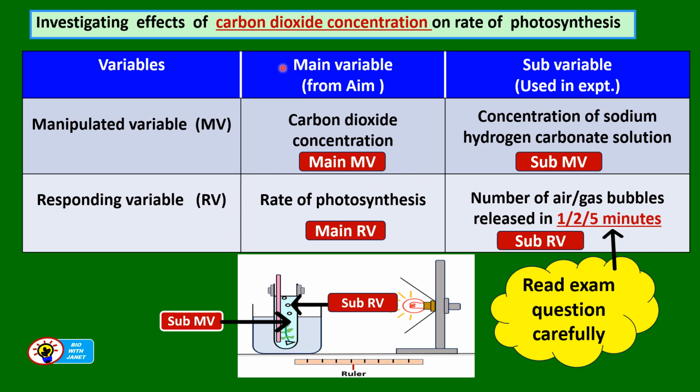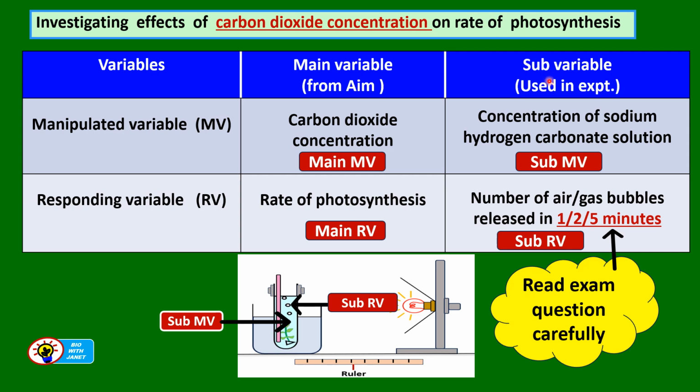These are obtained from the aim of the experiment, to investigate effects of carbon dioxide concentration on rate of photosynthesis. So the carbon dioxide concentration is the main MV. It's taken from the aim or objective. And the rate of photosynthesis is your main RV, okay? So effect of something, that one is the MV, effect of MV on RV.